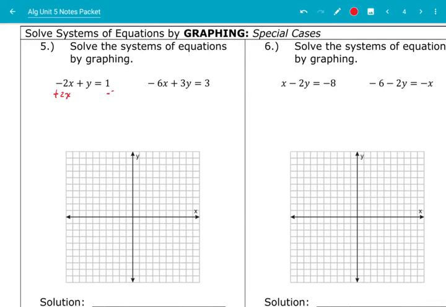Y equals minus 2x plus 1. Okay, so plus 1 is my y-intercept there, 0, 1. And my slope is a negative 2, so down 2 and over 1. Here's this line. All right, back. Here's this line. Okay. There's that. All right, what's the next one?